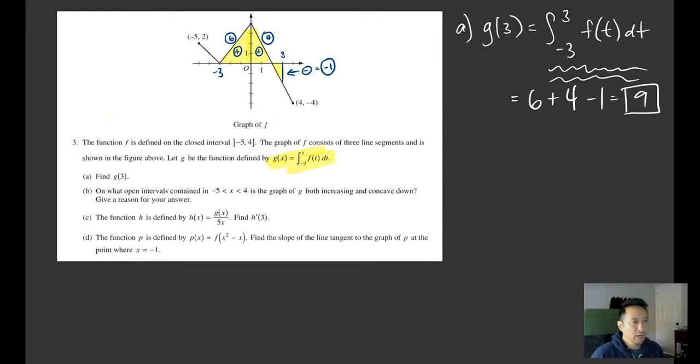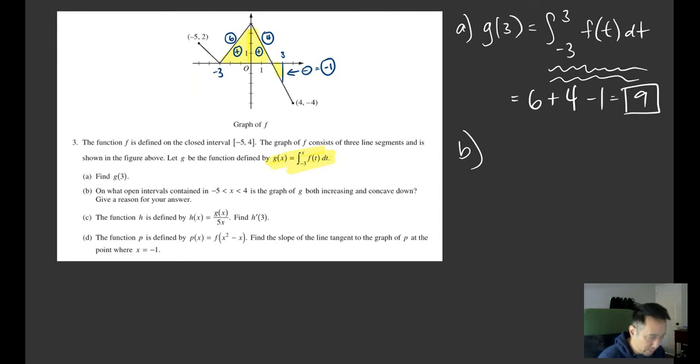Letter B. On what open intervals contained in -5 to 4, the entire graph essentially, is the graph of g both increasing and concave down? Give reasons for your answers. Okay. If I'm looking for increasing and concave down, first of all, increasing is the derivative, right? We're talking about slope. And concave down is the second derivative, right? So I want to find, I'm going to do this.